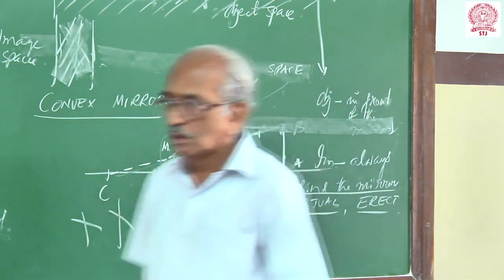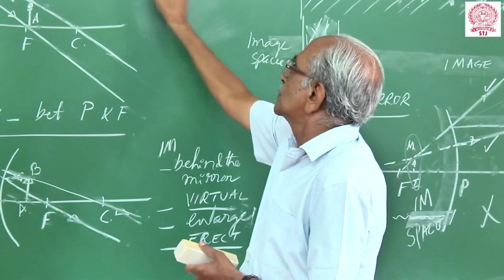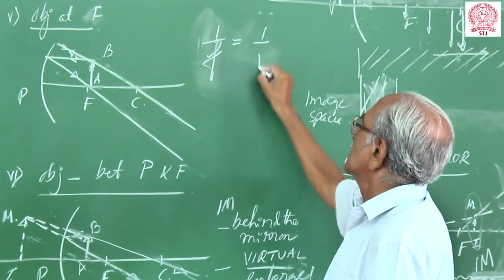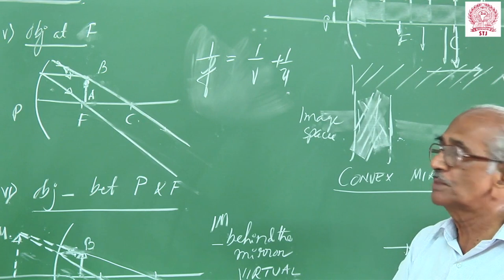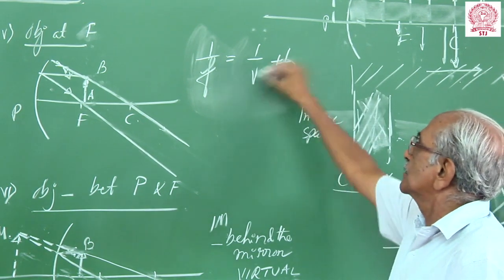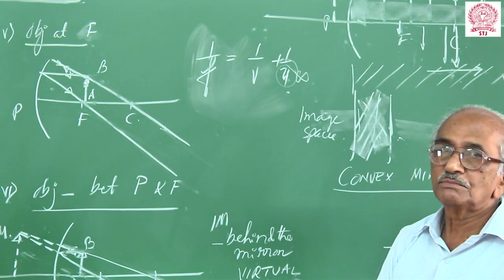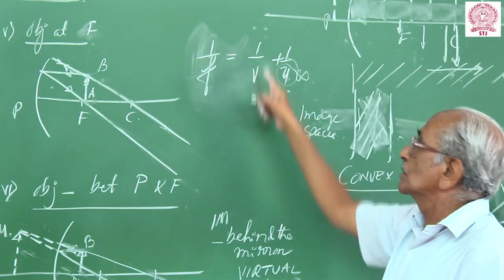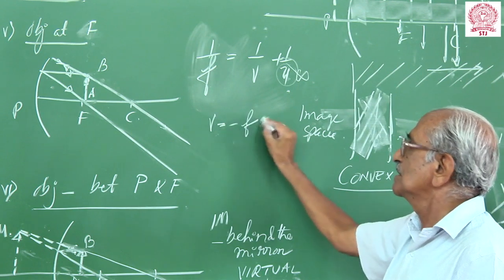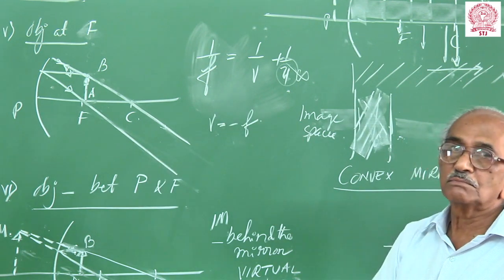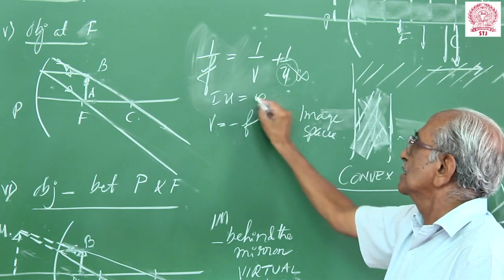Now, consider the formula which we have derived in the last class, 1 over v plus 1 over u equals 1 over f. Now the first figure: if the object is at infinity, see what happens. 1 over infinity is 0, so 1 over f is 1 over v. Now because f is negative, v is negative. So that is what we have got there. Object at infinity, v is at f.